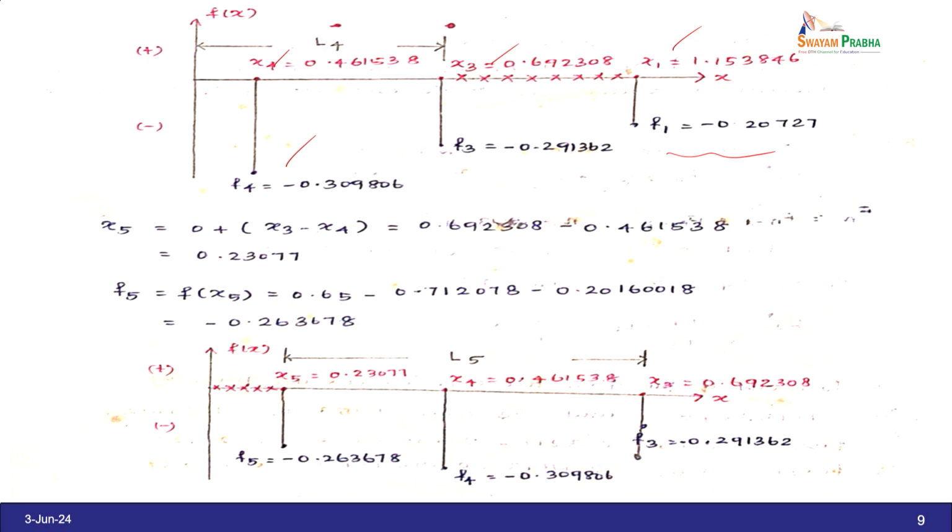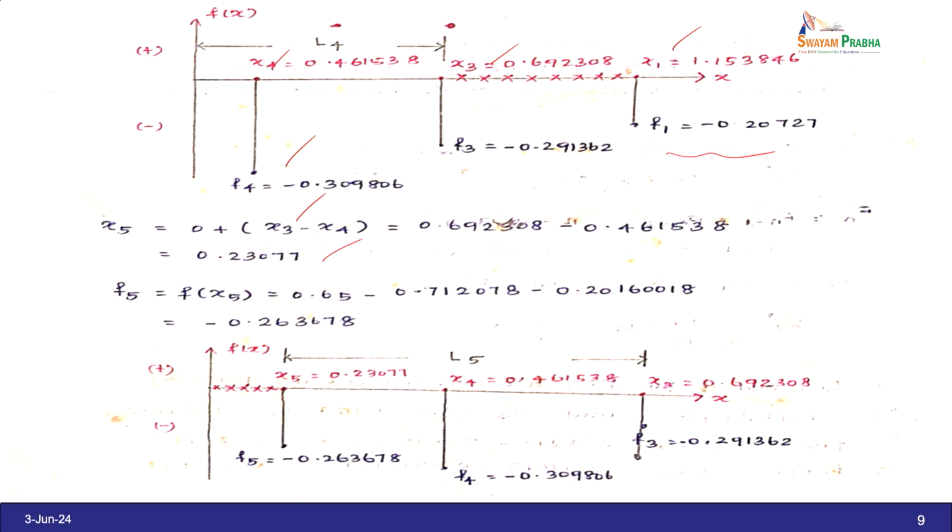Now, x3 and x4 are nearer, and then we have an L4 of a positive. Therefore, x5 equals 0 plus x3 minus x4, and that value substituted, you can get 0.23077, and substitute in the function.